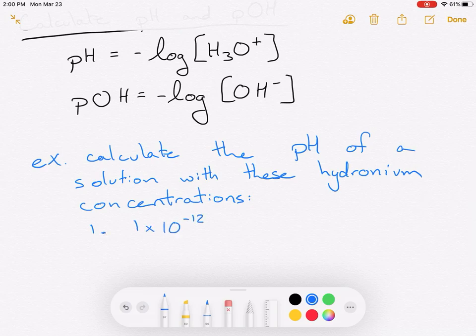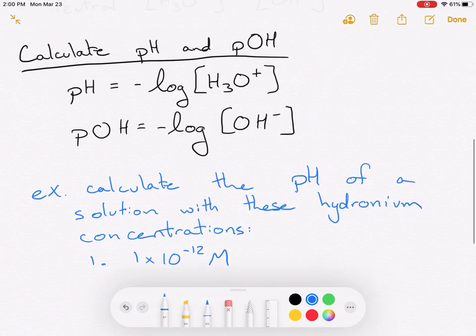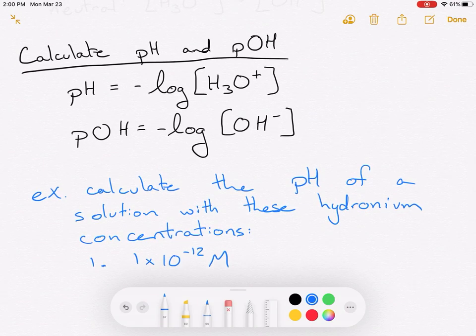For this, we're just going to do a couple examples. The first one is 1 times 10 to the negative 12. And I will tell you, we define pH and pOH this way because if you look at concentrations, oftentimes we have them like this, where it's 1 times 10 to the negative 12 molar. Well, in chemistry, in general, whenever we can come up with a way that's more simplistic, we do.